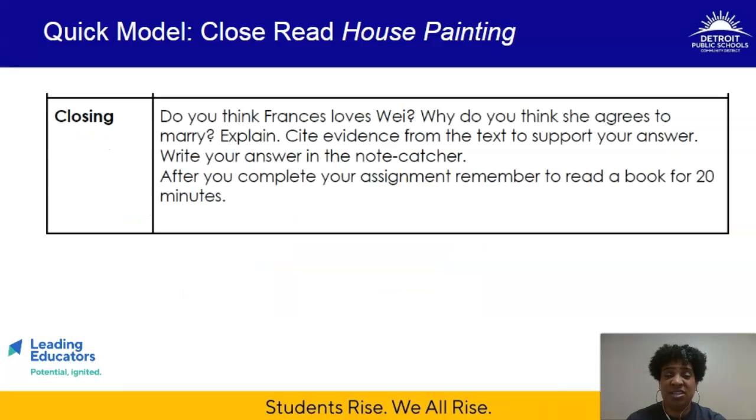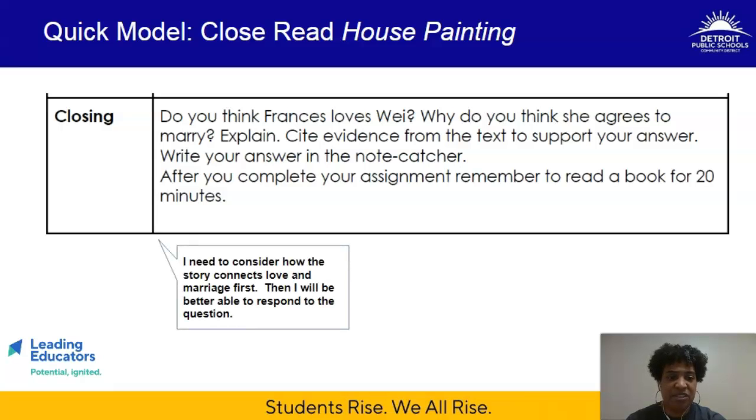And then closing. Once you've done all that work of thinking through and describing, now you're going to think through, do you think Frances actually loves Way? Why do you think she agrees to marry? Explain. So you consider how the story connects love and marriage. That's going to help you answer the second part of that question. And you'll be able to better respond to it as a result, because you've already done the heavy lifting mentally, and the note taking and the combing through the text to answer the first part of the question.